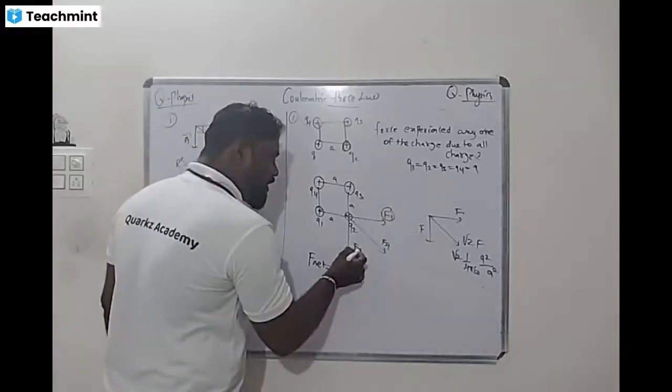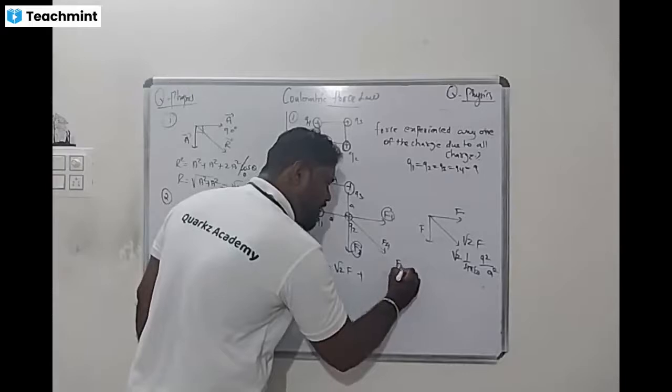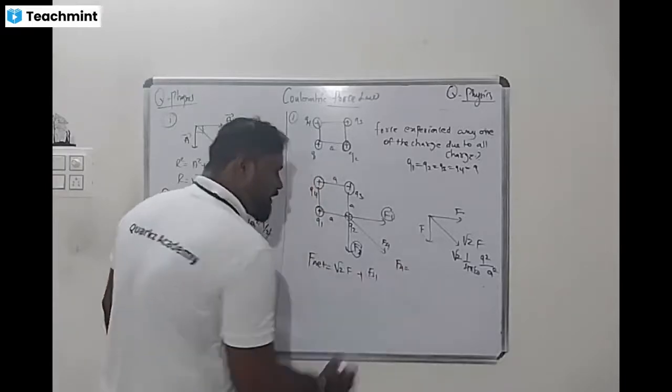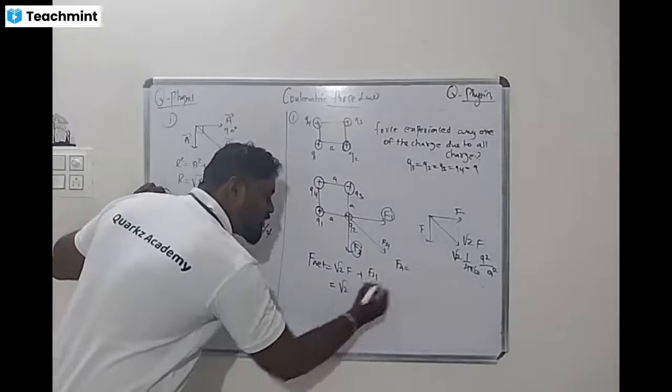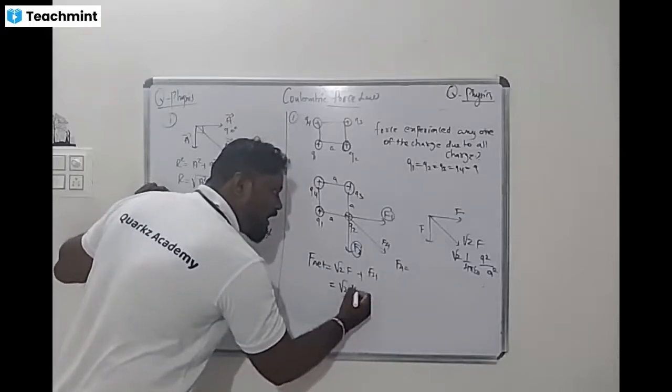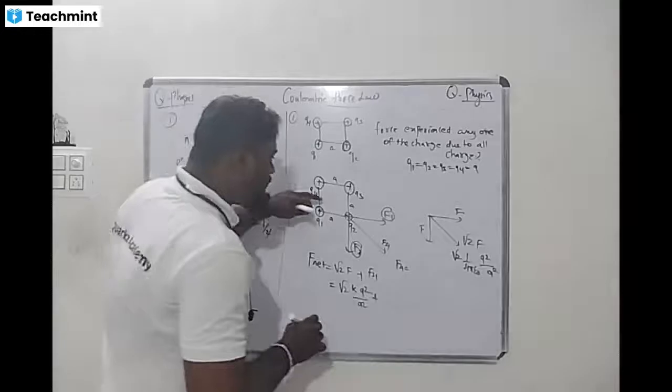Now what is the root 2 F force? F4 is equal to plus F4. Is it clear? There is a net force on the system. So what is the force? F is K Q square divided by A square, plus F4, how can we calculate it?